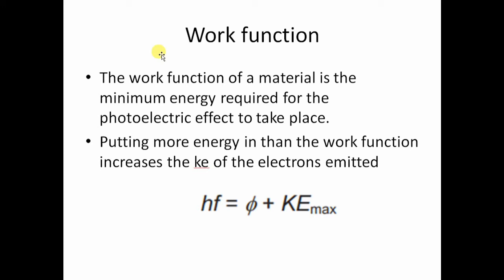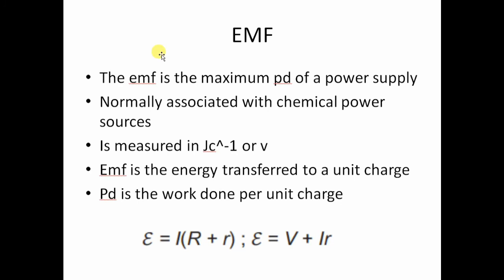And finally, for today's random physics episode, we're looking at the EMF. EMF is the maximum potential difference of a supply, normally associated with chemical power sources, but can equally be used for other power sources with internal resistance. Much like voltage, it could be measured in volts or joules per coulomb. EMF is the energy transferred to a unit charge, whilst potential difference is the work done per unit charge. And EMF can be calculated with the corresponding formulas.